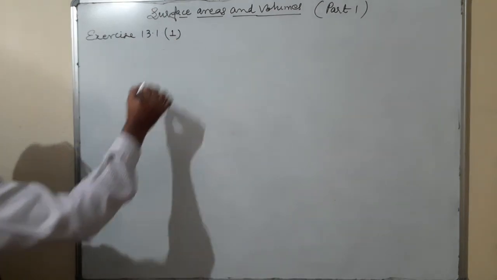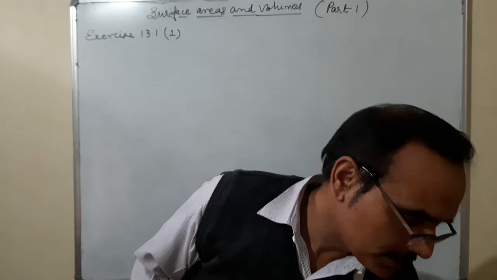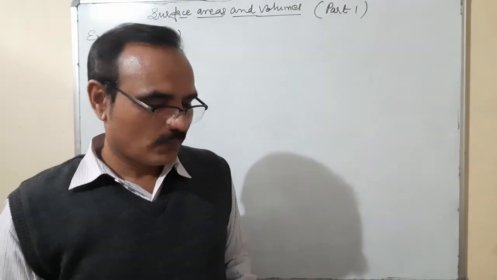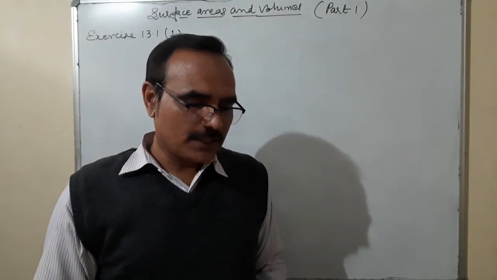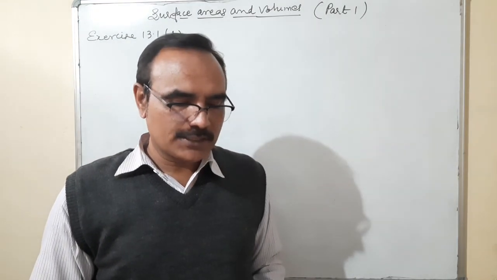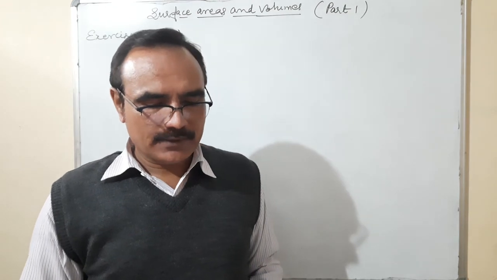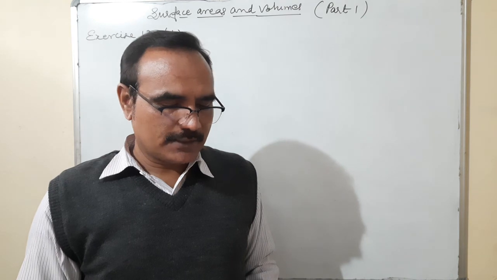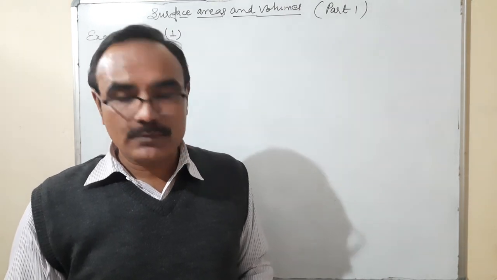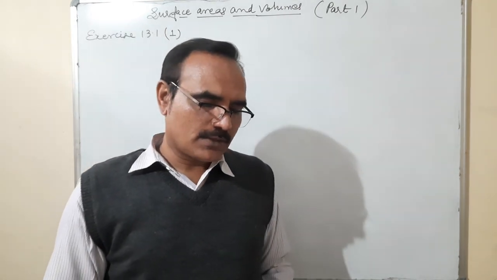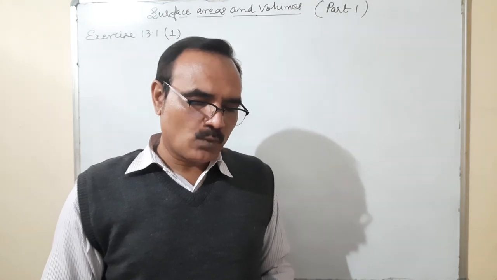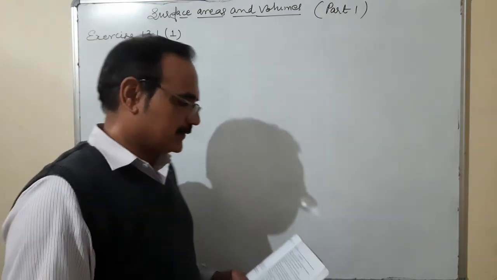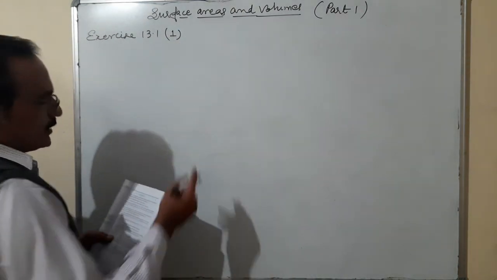Question number 1. First question of this exercise. A plastic box 1.5 meter long, 1.25 meter wide and 65 centimeter deep is to be made. It is open at the top. Ignoring the thickness of the plastic sheet, determine the area of the sheet required for making the box and the cost of sheet for it, if the sheet measuring 1 meter square costs rupees 20. Two questions there.